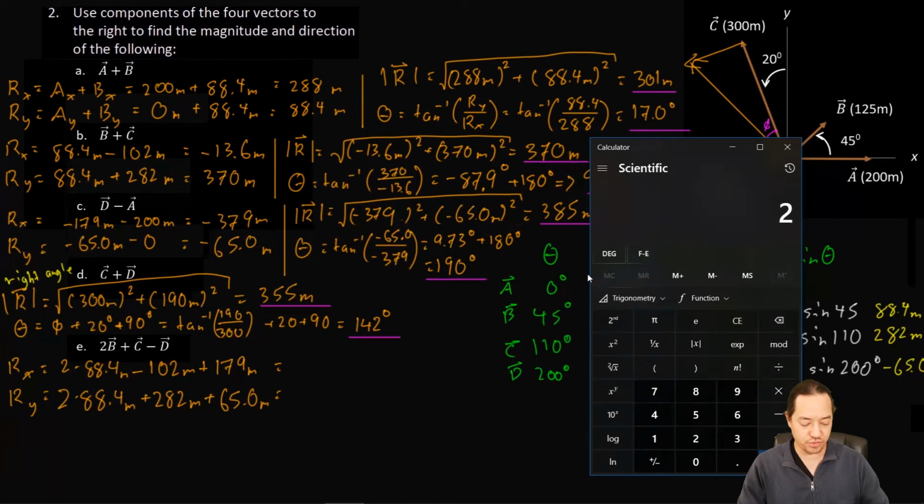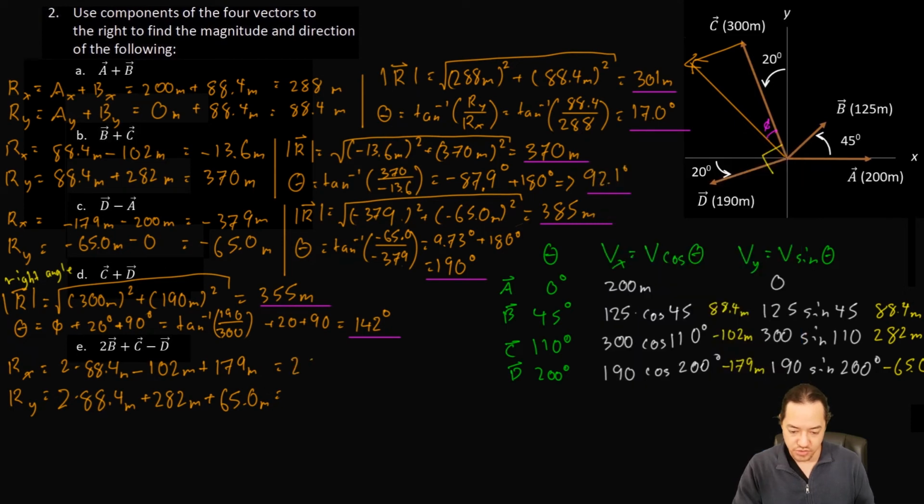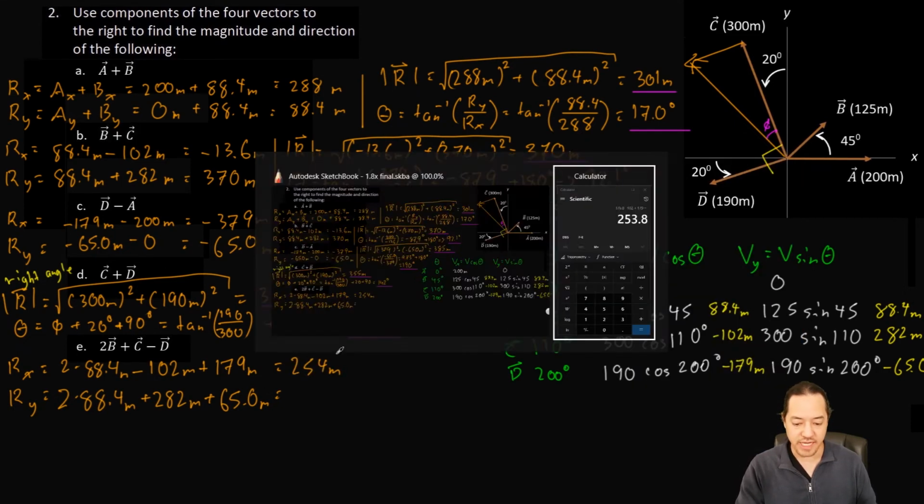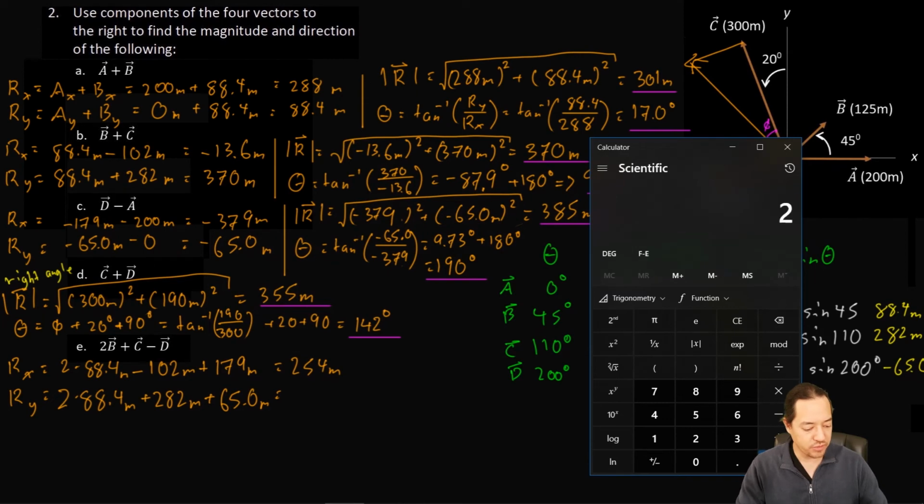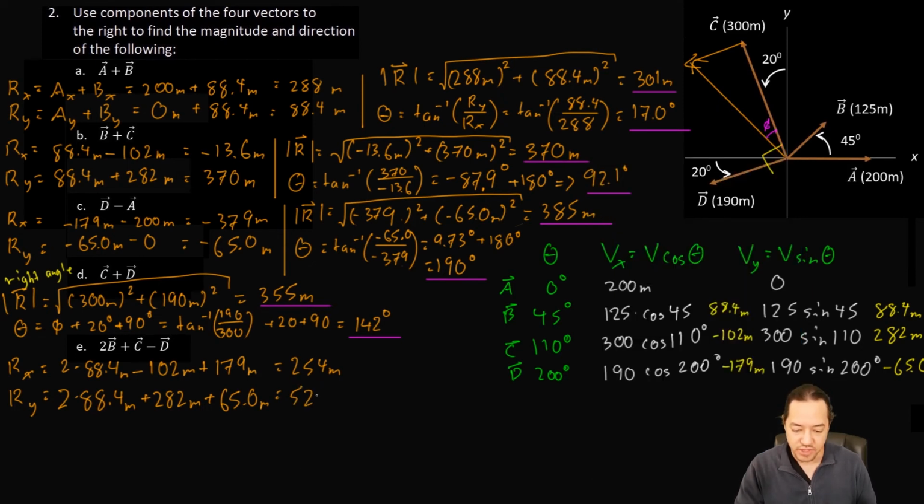So that's going to be 2 times 88.4 minus 102 plus 179, 254. Okay, so we've got 254 meters for our x component, and for our y component, it's 2 times 88.4 plus 282 plus 65, 524 meters for our y component.